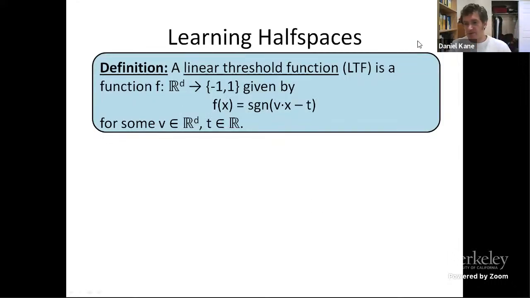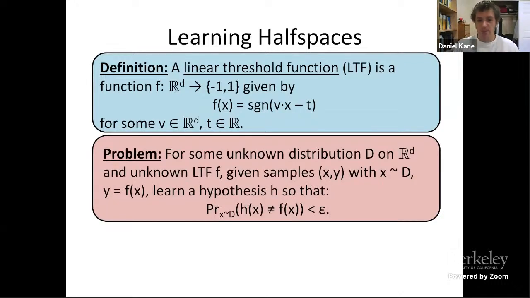The basic topic of this is learning half spaces. So for this, we define a linear threshold function, or an LTF. This is a Boolean function on R^d given by f(x) = sign(v dot x minus t). So you take x, you evaluate this linear function, and you determine whether it's positive or negative. And the basic problem that we're going to be looking at is that of learning linear threshold functions.